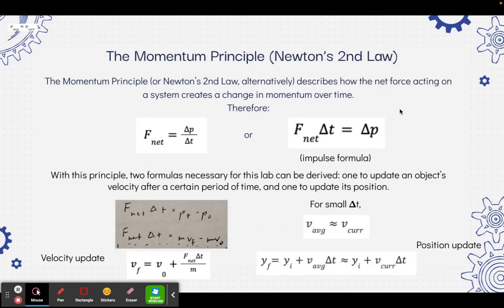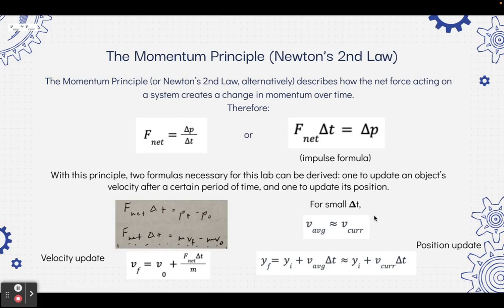So the momentum principle describes how the net force acting on a system creates a change in momentum over time. Therefore, we can use these formulas. With this principle, the two formulas necessary for this lab can be derived, which are the velocity update and the position update formulas. And we can say that for small delta t, the v average is approximately the same as v current, which is why we can use this formula.